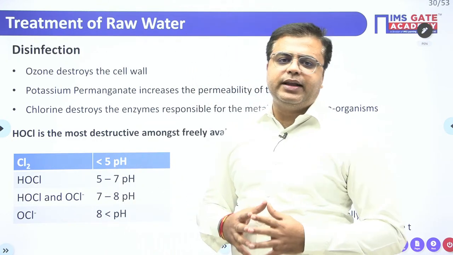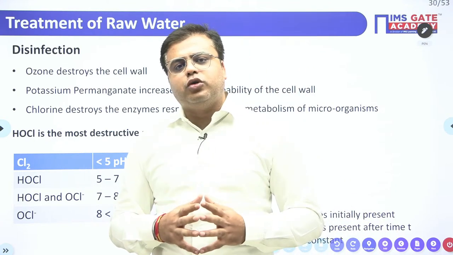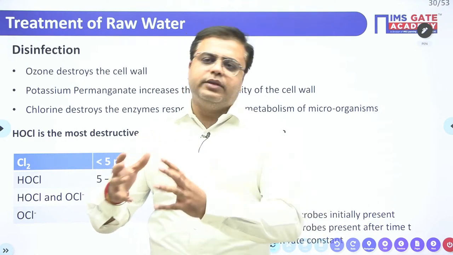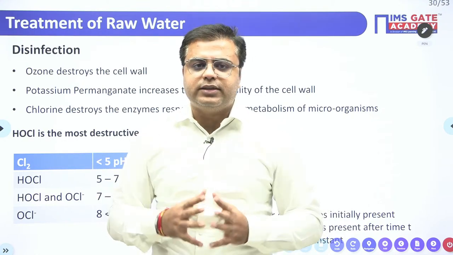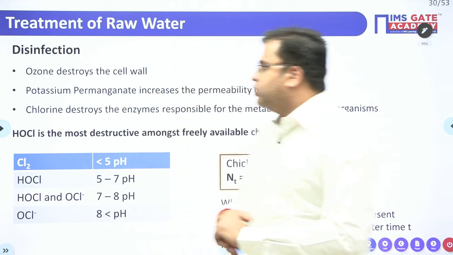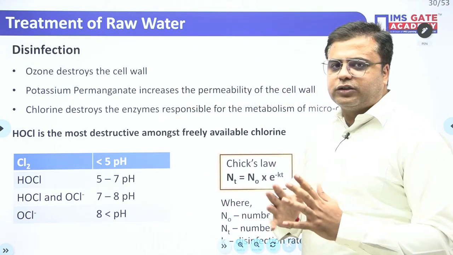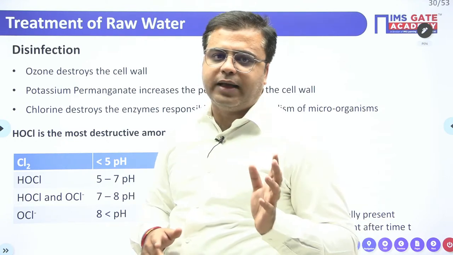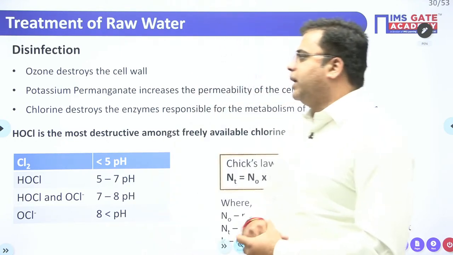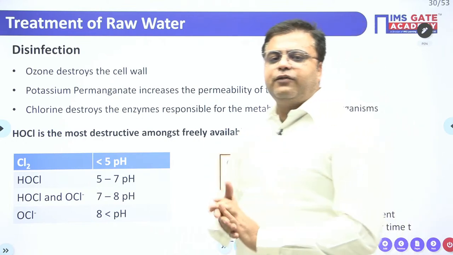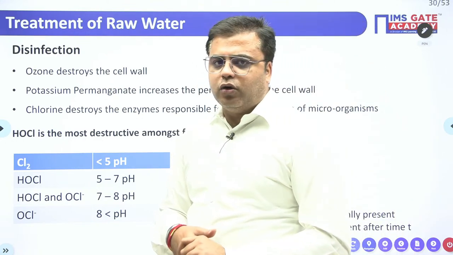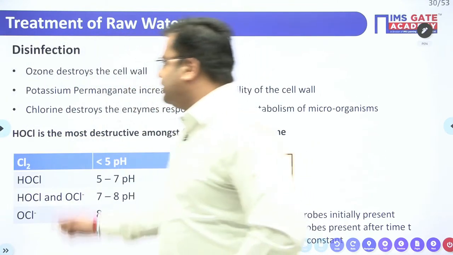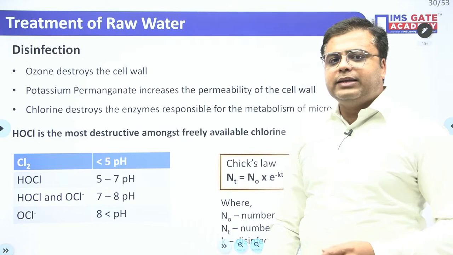European countries can use either ozone or ultraviolet radiation, right? So first of all, disinfection is the process of killing only disease-causing microorganisms, which are known as pathogens. This disinfection can be carried out using ozone. If we carry out disinfection using ozone, ozone destroys the cell wall of the microorganisms, hence leading to their killing.